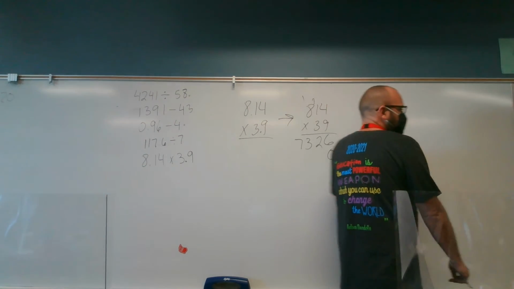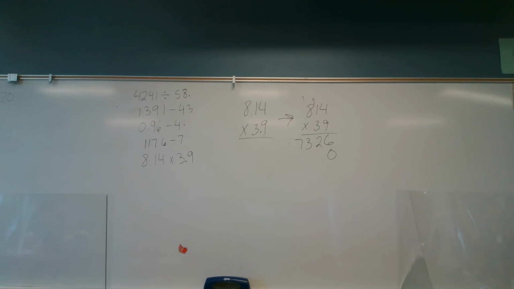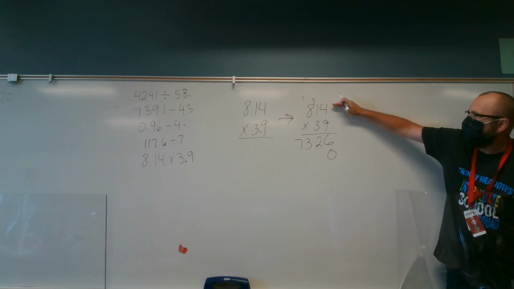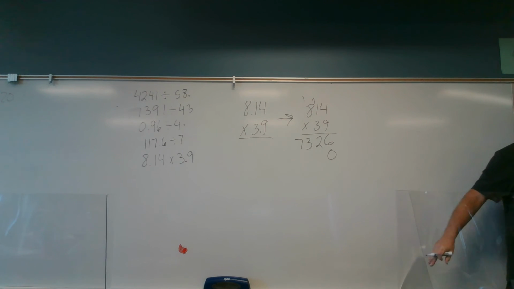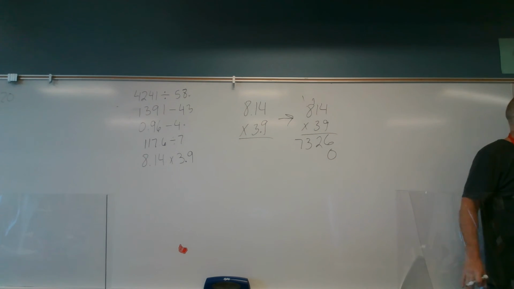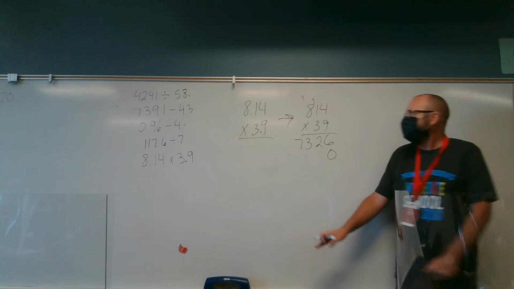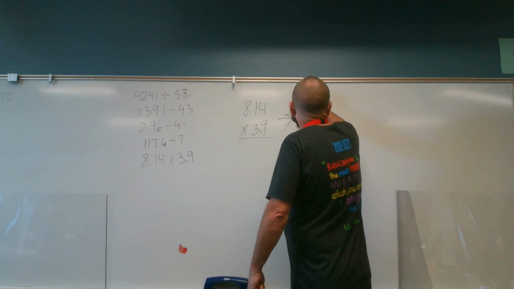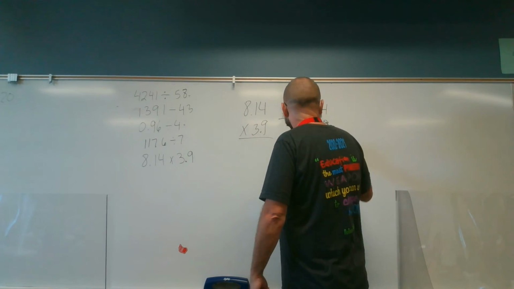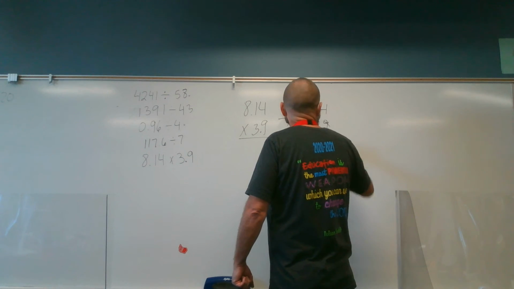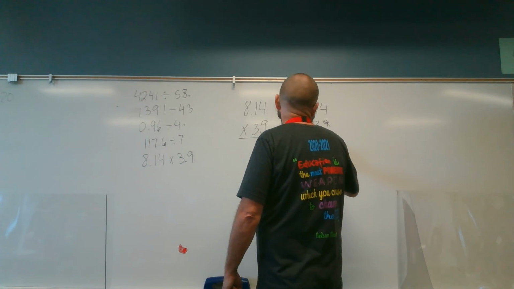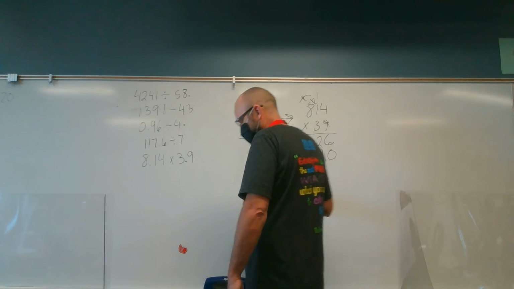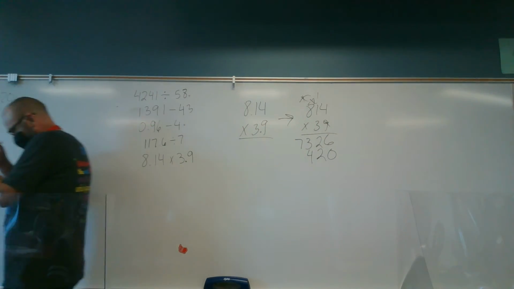So now, I'm moving on to my tens place. What I'm actually doing right here is multiplying 814 times 30. That's why that 0 goes there, because I'm going to start in my tens place. So I'm done with what I carried. I'm done with my 9. 3 times 4 is? 12. 3 times 1 is? 3 plus 1 is? 4. 3 times 8 is? 24. 24.